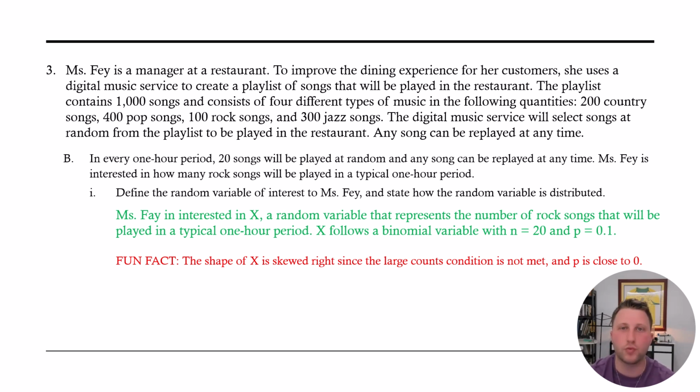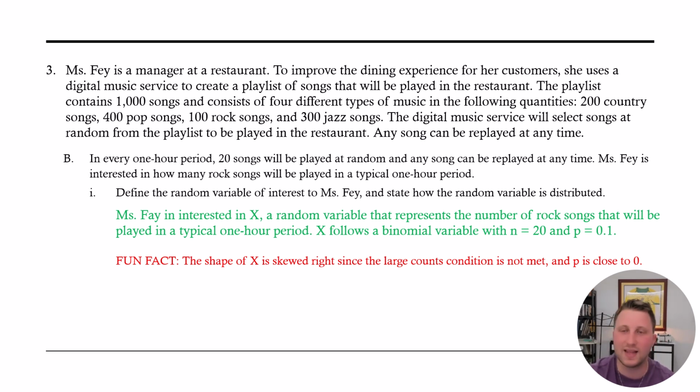We know, because we check BINS, that each song is binary. It's either a rock song or not a rock song. We've established that there's independence. There's a predetermined number of trials, so 20 songs are going to be played each hour, and they all have that 1 in 10, the 0.1, independent probability of success. And so I said X follows a binomial distribution with n equal to 20 and p equal to 0.1.